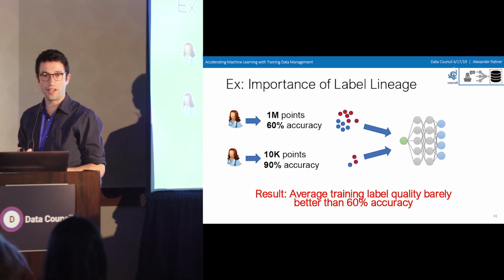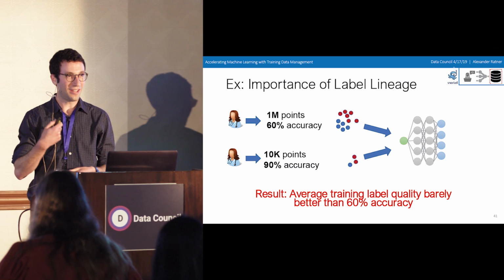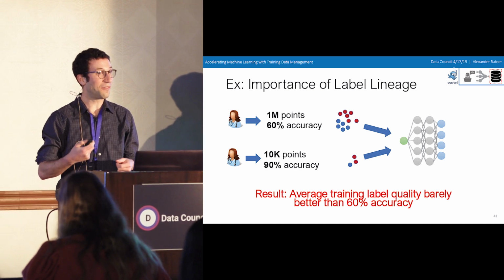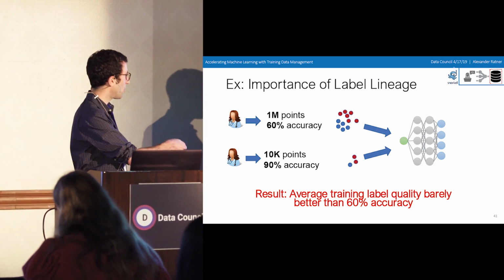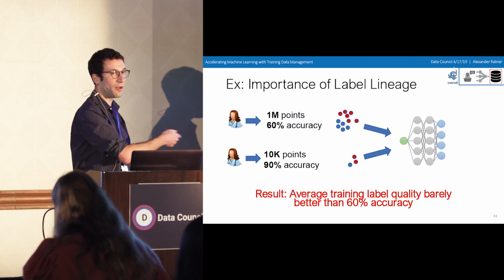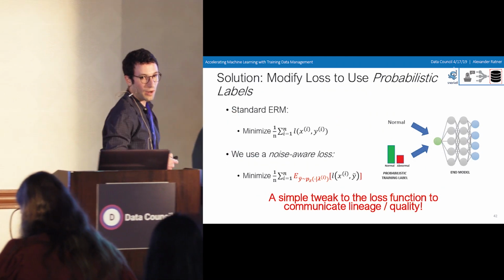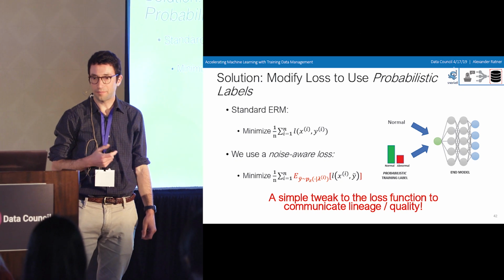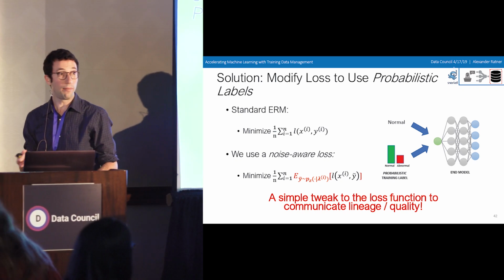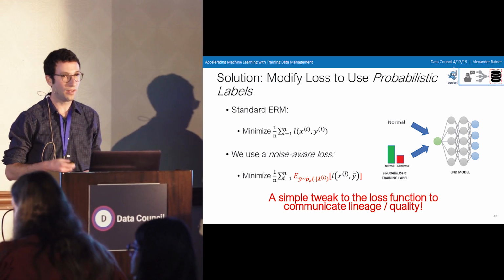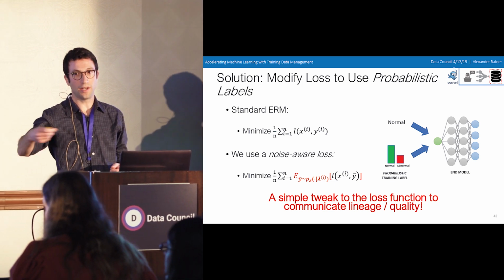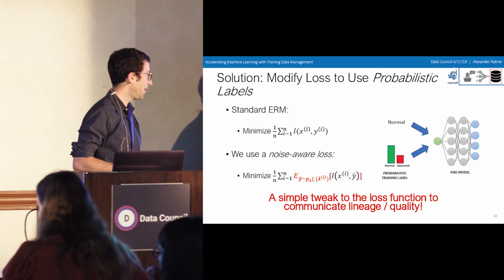This is really frustrating if you are a user, like I and other collaborators were, of an early version of the system. You're dumping in more really high accuracy sources, and your model performance is not budging. Right, so there's one little solution. We use probabilistic labels. This is a really simple tweak to integrate and pass on this quality knowledge, or this lineage information, to the final model.